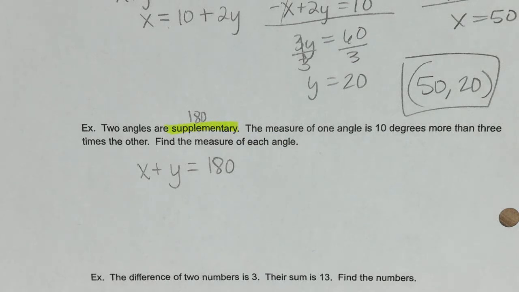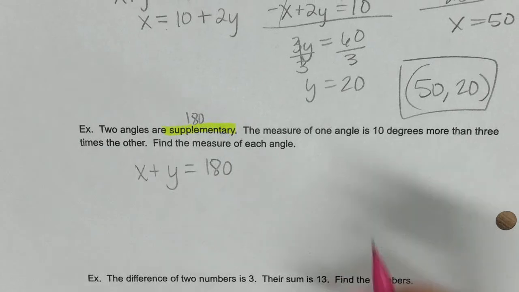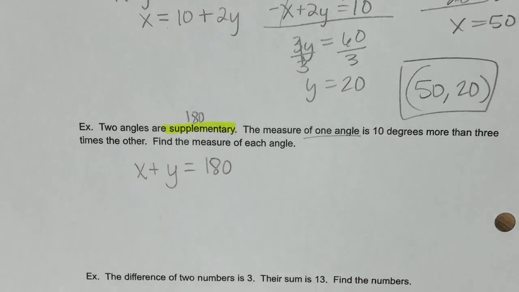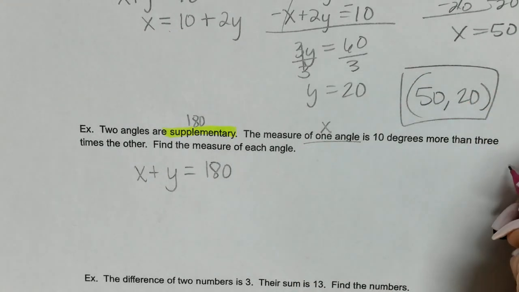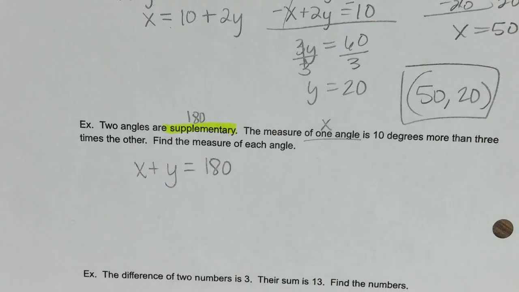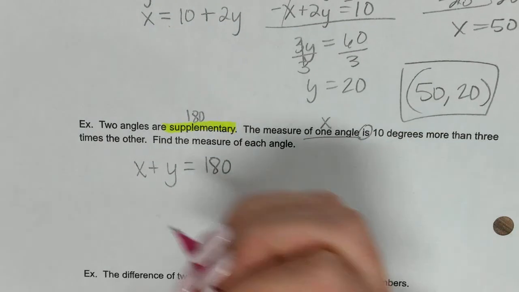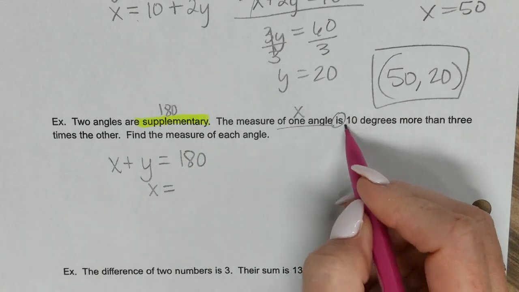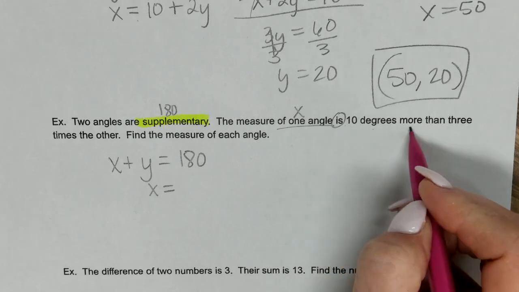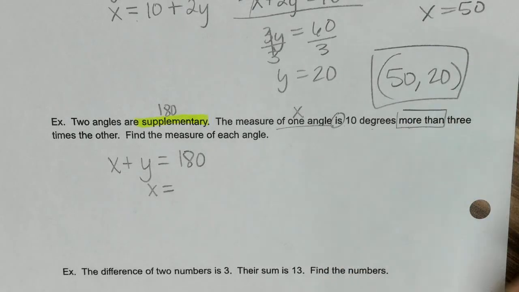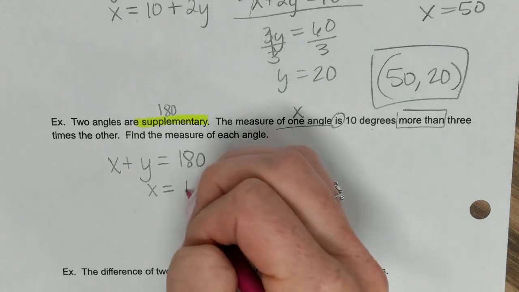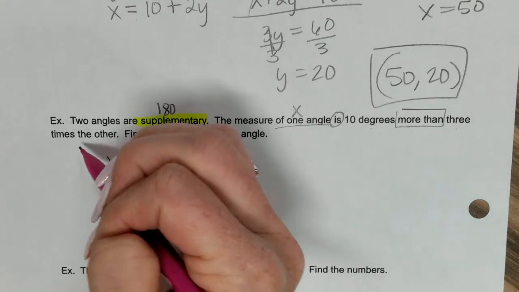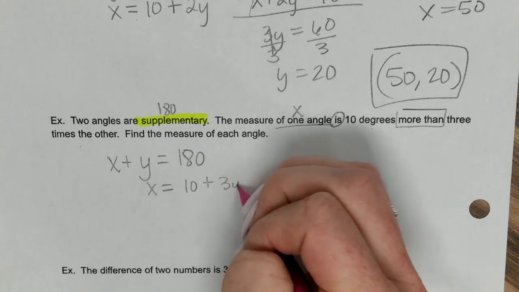All right, we're going to slow down. We're not going to shout stuff out. And we're going to do one word at a time. The measure of one angle, what do y'all want to call it? X. All right. Is 10 degrees more than, so x equals 10 plus 3 times the other angle, 3y.